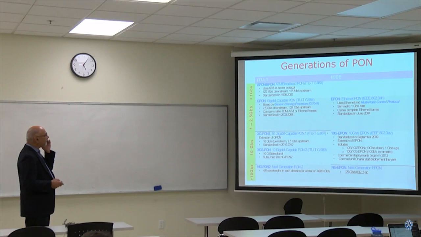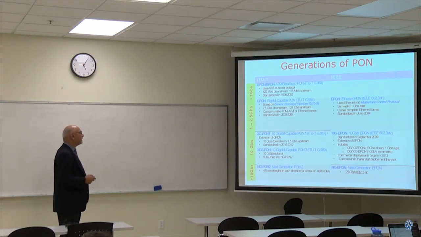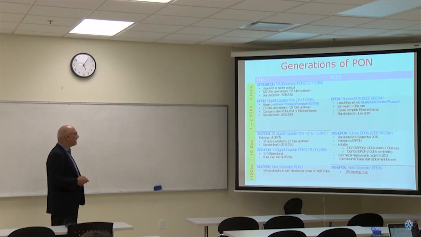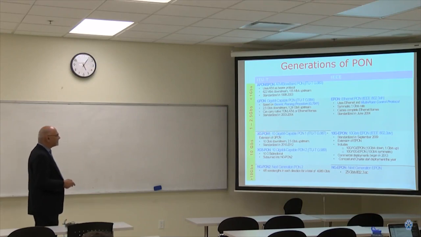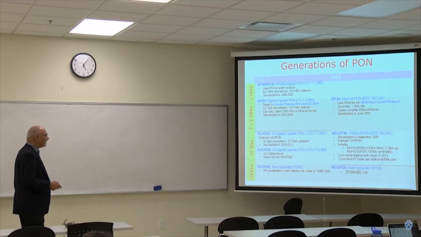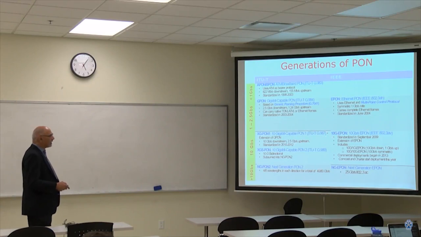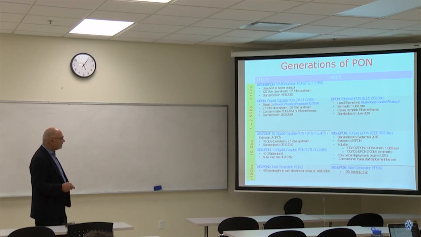Now, different generations of PON. Less than 1 gigabit was the original standard, based on something called APON or BPON, which uses ATM as the protocol, 622 megabits down, 155 up. Then we moved to GPON, which was 2.5 down, 1.24 up, and EPON, which was a symmetric 1 gig. Now we're talking about 10 gig PON. XGPON1 was 10 down, 2.5 up. XGS-PON is now 10/10. And on EPON, we've got 10/1 EPON and 10/10 EPON.